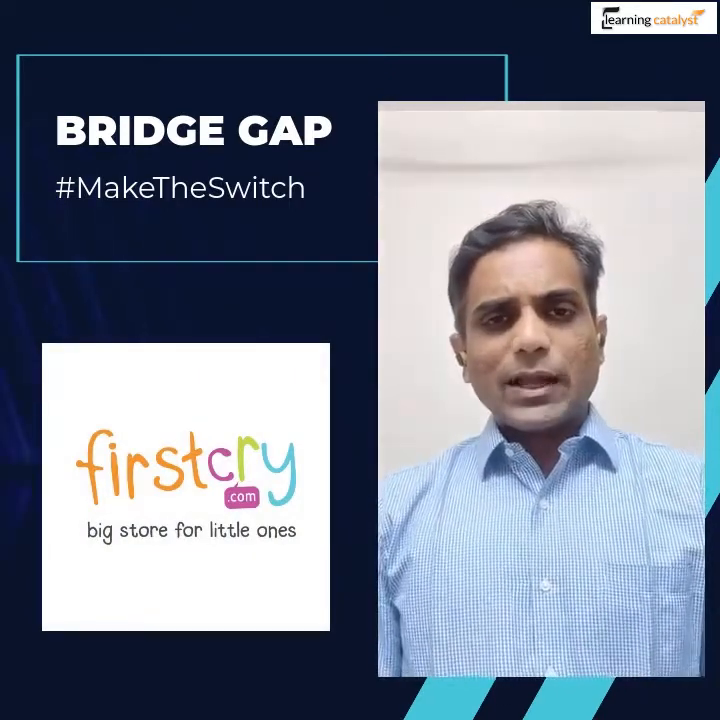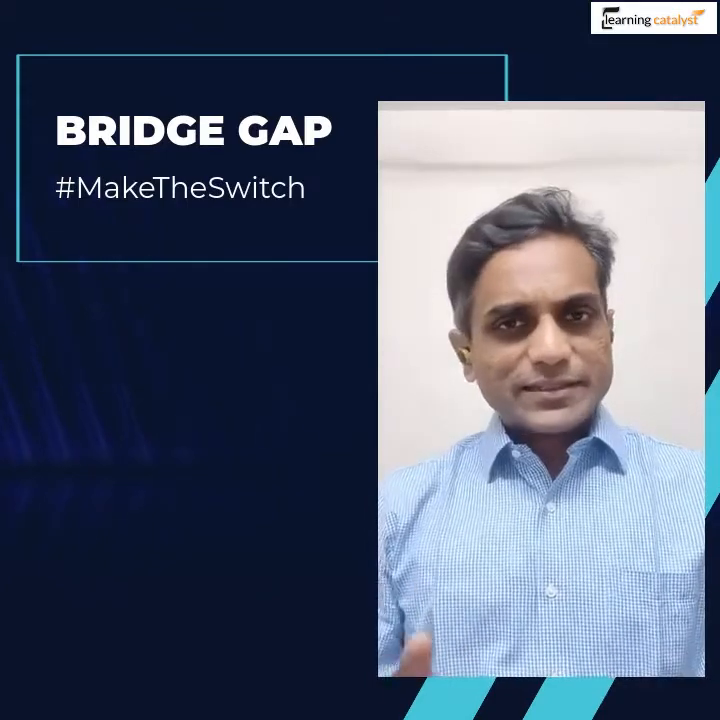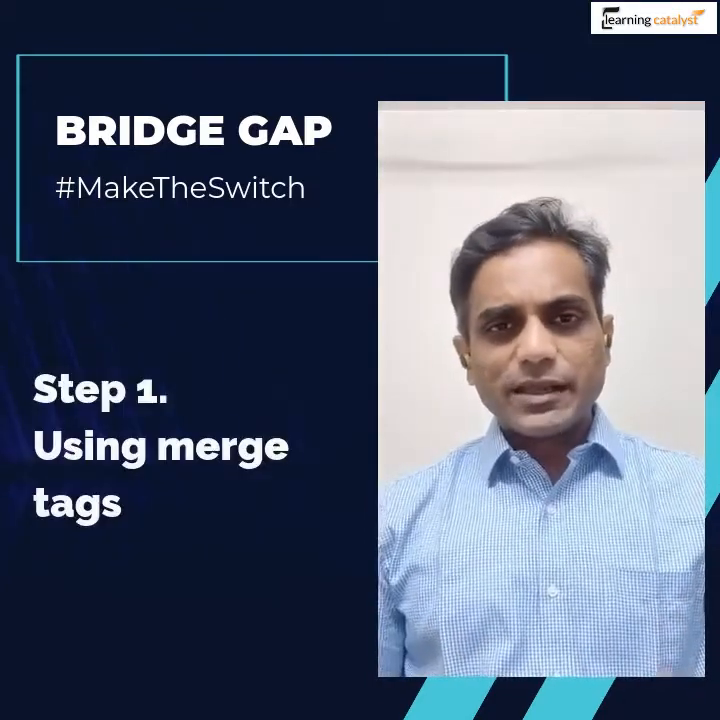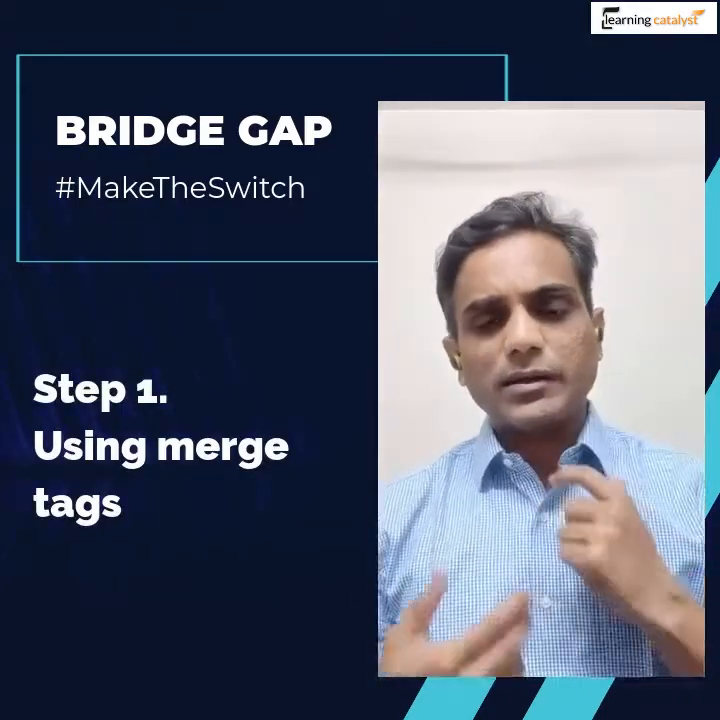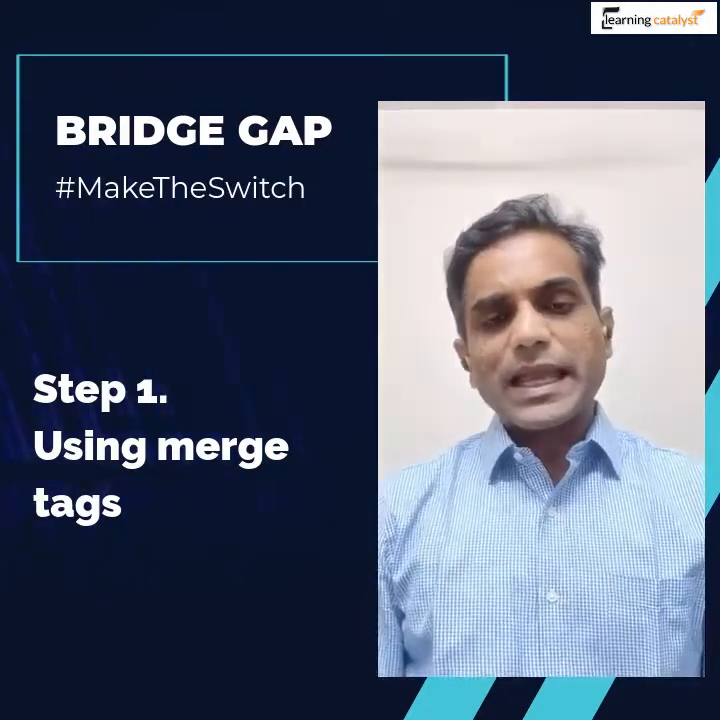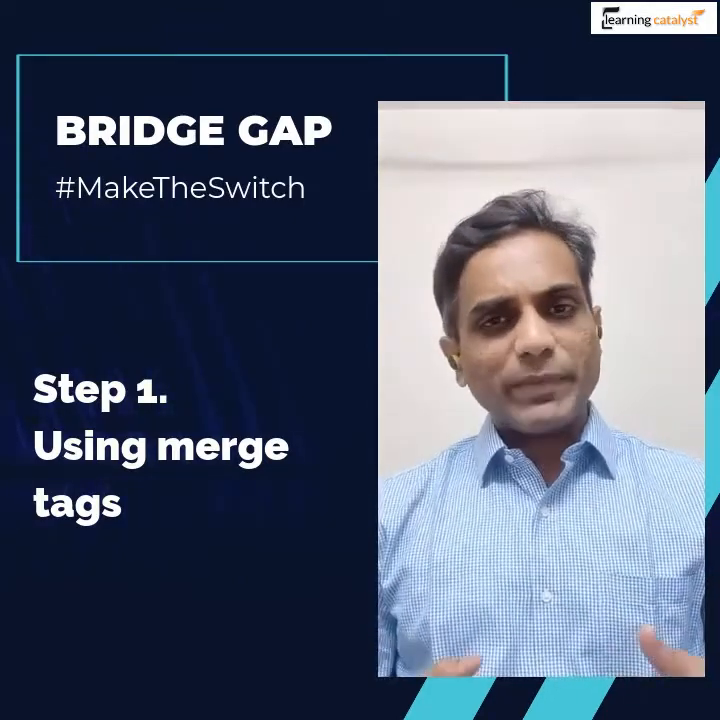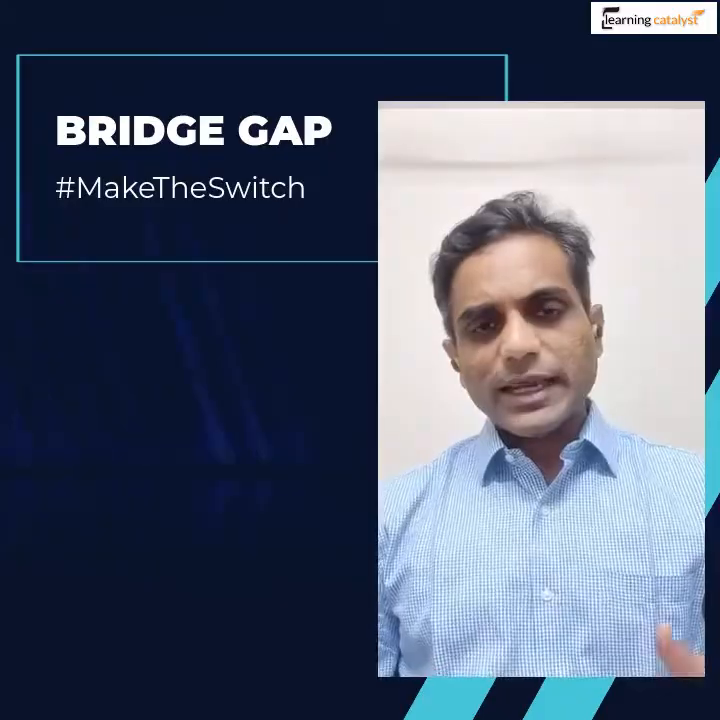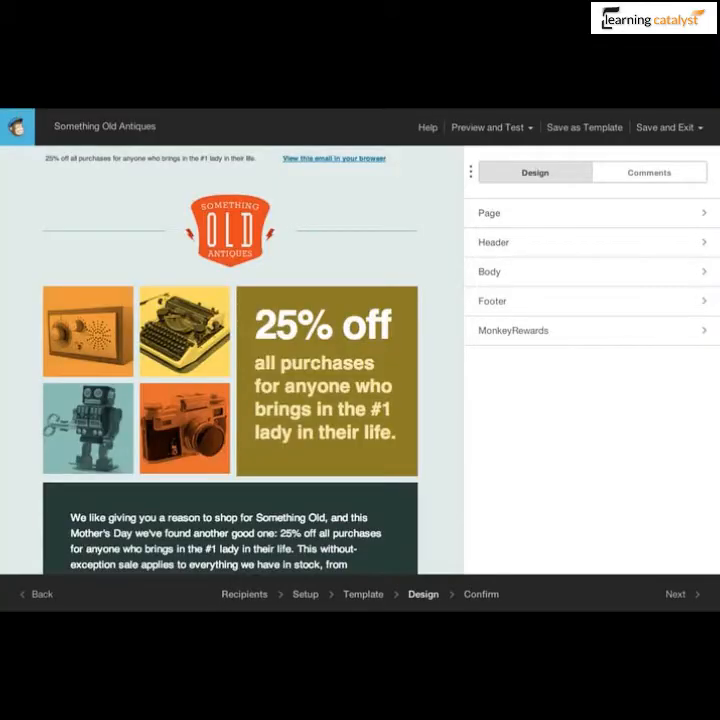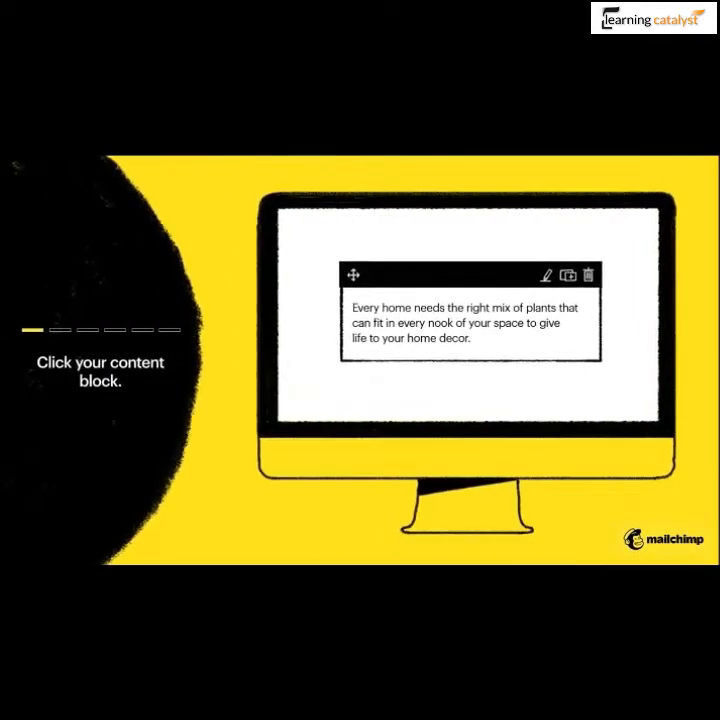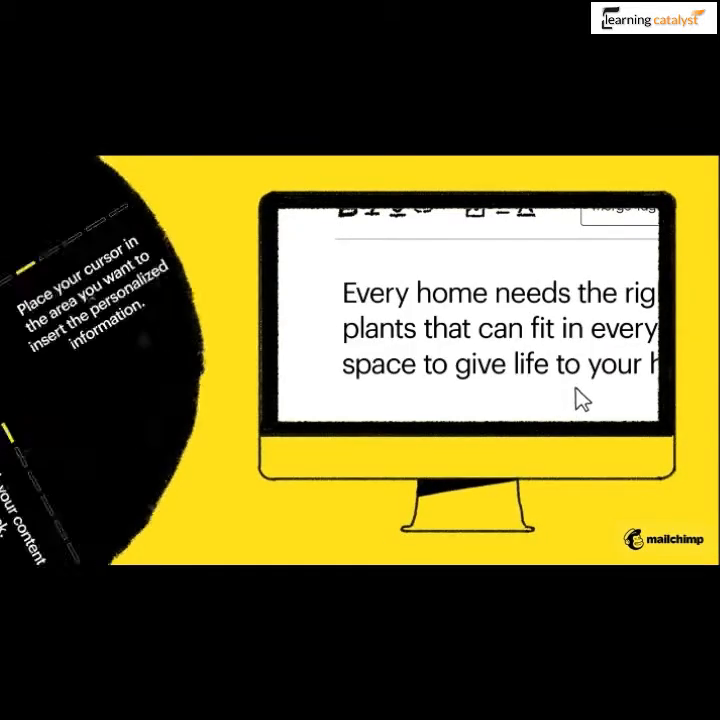Now, these are the various steps. The first step is really when you log into the backend of MailChimp, you have to assume that you're doing a mailer for First Cry. So just design a simple mailer. The crux of the case study is not the design, but how you would actually automate so that it results in more personalization for the audience.